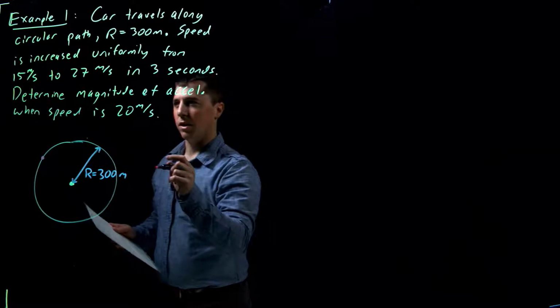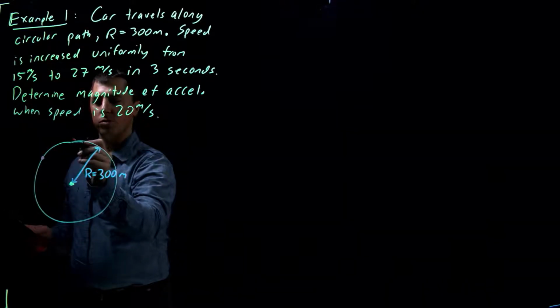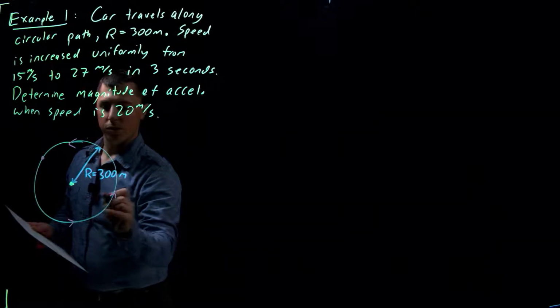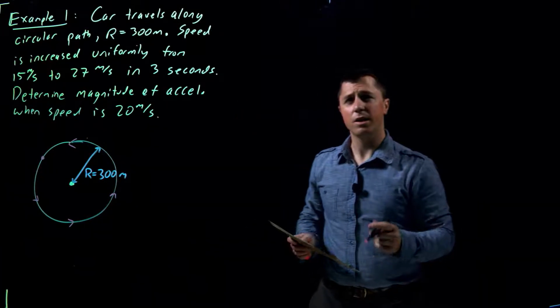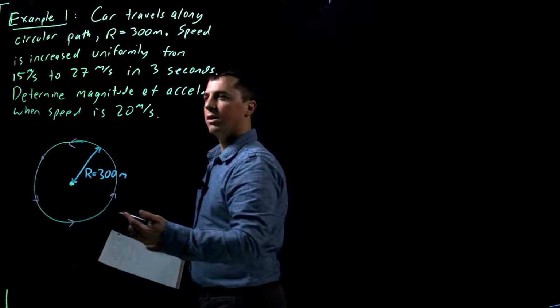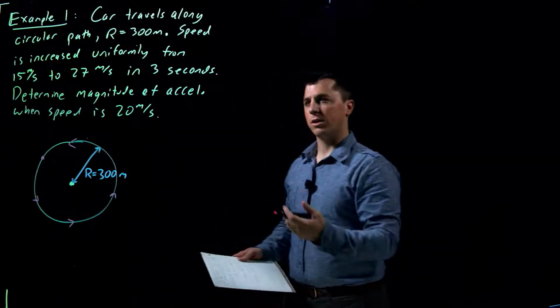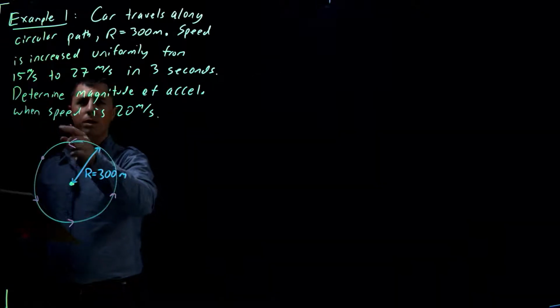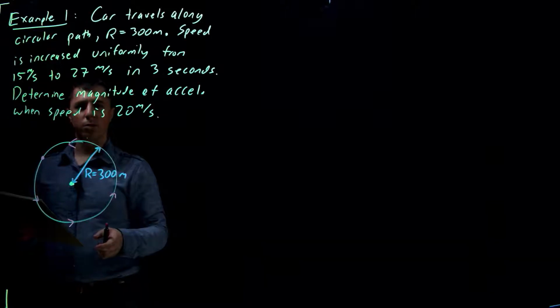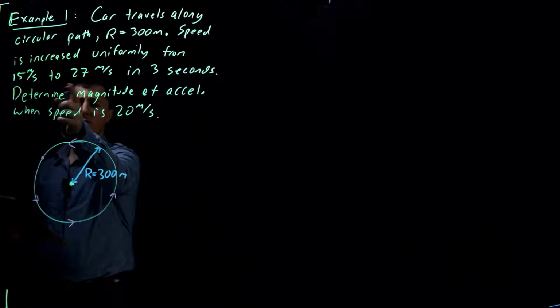So speed, not velocity, right? So speed as the car moves around the track is increased from 15 meters per second to 27 meters per second in 3 seconds. So right in there is, I think, a pretty quick calculation of the acceleration. Let's determine the magnitude of the acceleration when the speed is 20 meters per second, so somewhere in the middle there.